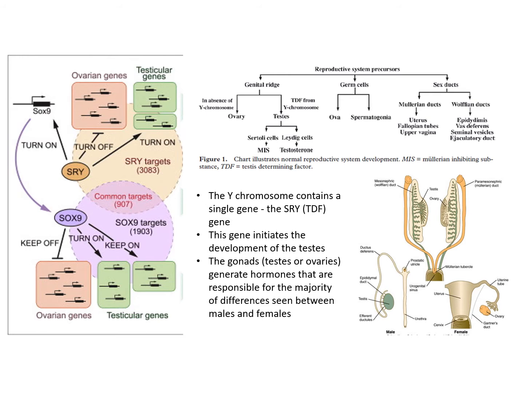Okay, let's look at the diagram at the top. So within the area that's going to give rise to the reproductive organs, we have what's known as the genital ridge.